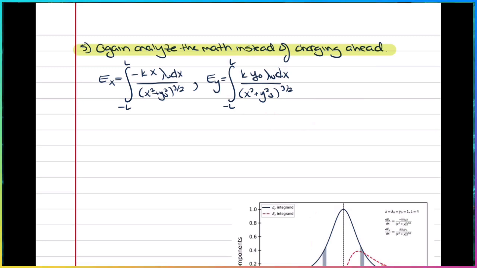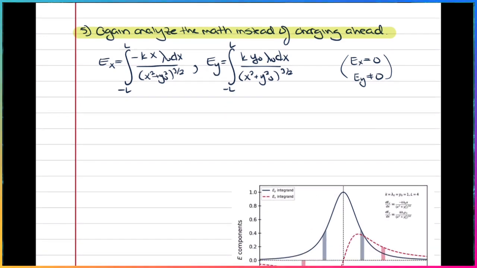But we also already thought through and said that we expect Ex to be 0. We expect Ey to be non-zero. Particularly, we expect it to be positive. So we could just charge forward, but again, if we can use symmetry to our advantage, then we can likely save ourselves a lot of work. So the goal here is, let's plot the integrands.